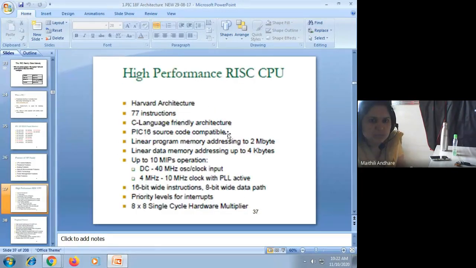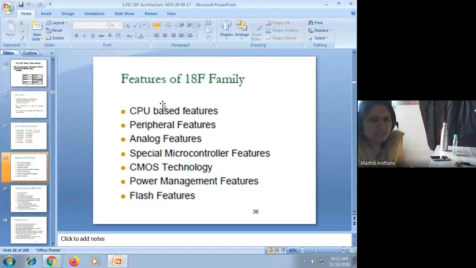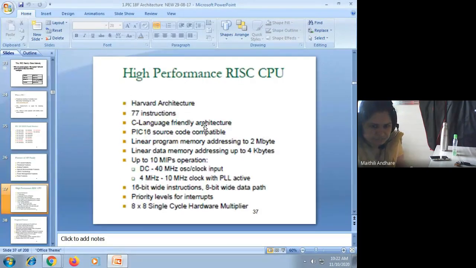So see, the first feature is related to the CPU based features. It is a Harvard architecture. As far as the PIC 18F is concerned, near about 77 instructions are there. It has a C language friendly architecture. PIC 16 source code is also compatible with this 18F. That is the beauty. If you are working with the 16, the code is compatible for the 18F also. Then the program memory and data memory sizes.